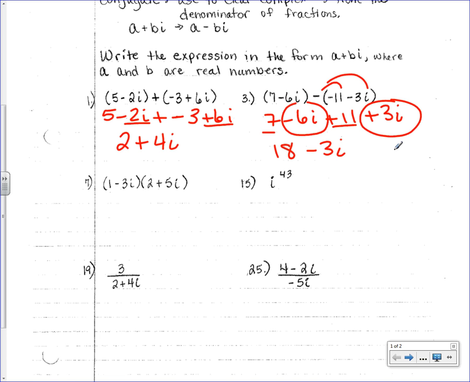Number 7, what does this problem want us to do? FOIL, multiply the binomials: first, outer, inner, last. We're going to do that quickly because you guys are good at that by now, right? So 1 times 2 is 2, first. Outer, 1 times positive 5i is positive 5i. Inner, negative 3i times 2 is negative 6i. Last, negative 3i times 5i is negative 15i squared. Very good. And pause there.